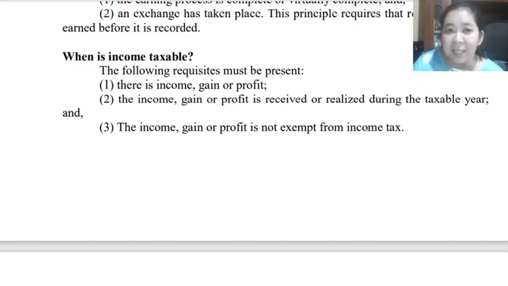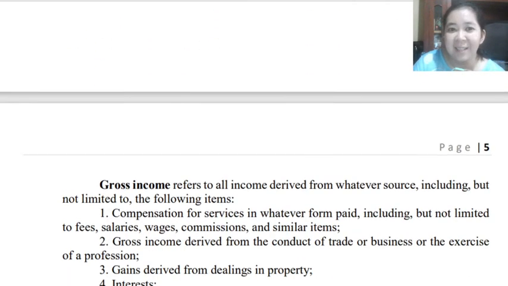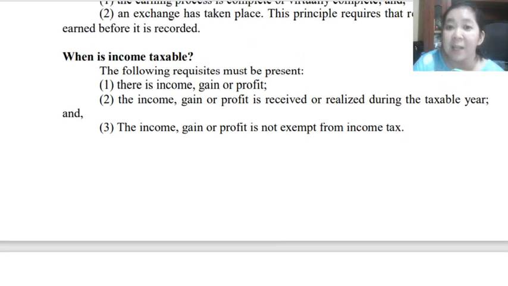And the third is the income, gain, or profit is not exempted from income tax, of course. Because if your income is exempted, then your income is not subject to tax. Okay, so these are the requisites of an income to be taxable.